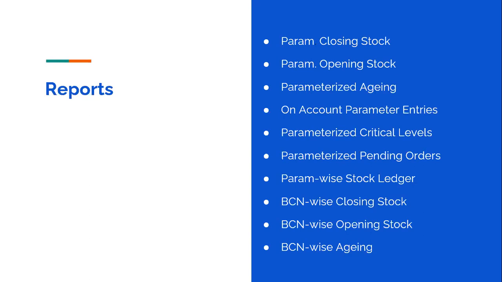As I said, the BCN barcode system is also available with parameters, so you can get the BCN features or BCN-wise closing stock through this report, as well as BCN-wise opening stock. Whenever you put the opening stock in your item master at BCN level as well as parameter level, you can get this information from BCN-wise opening stock.